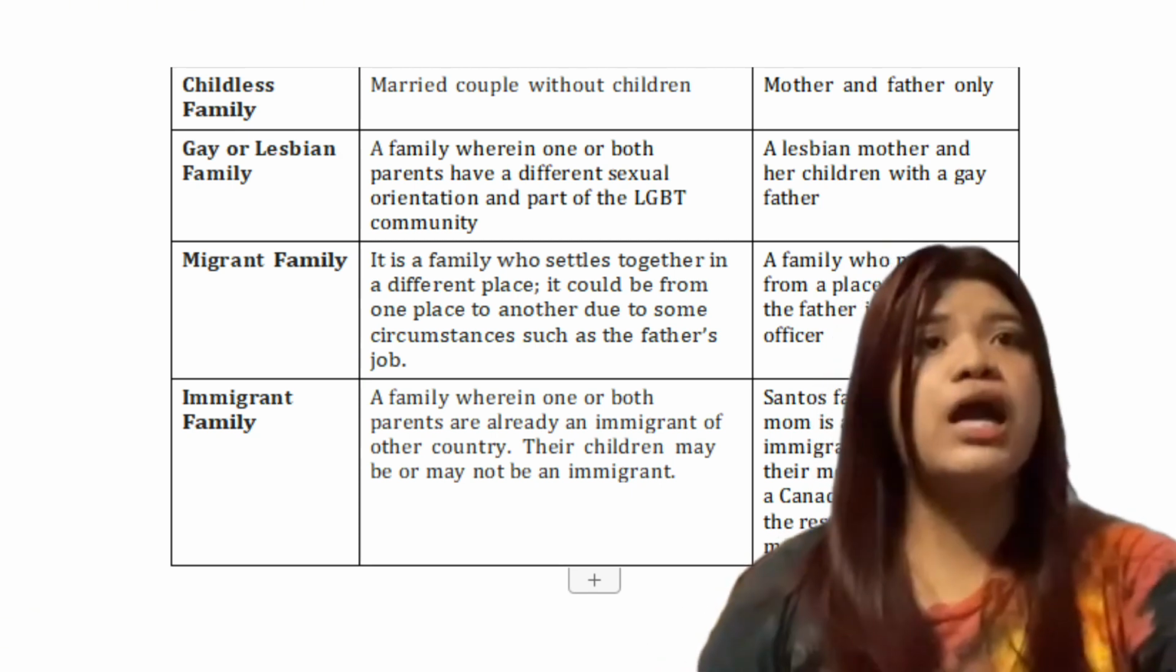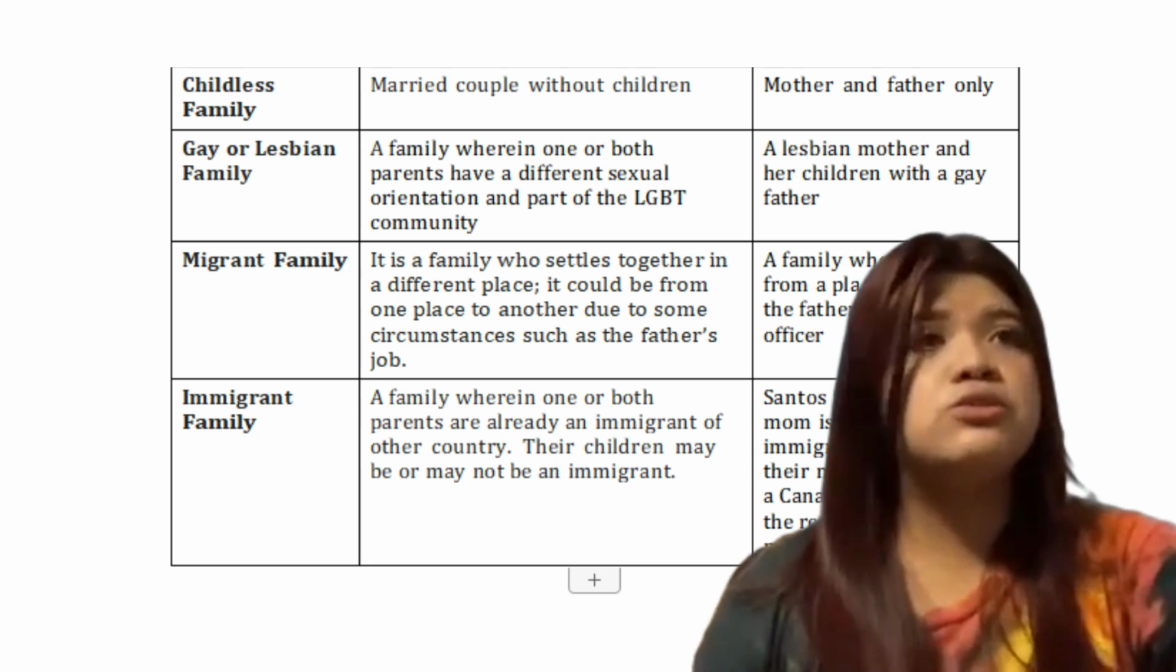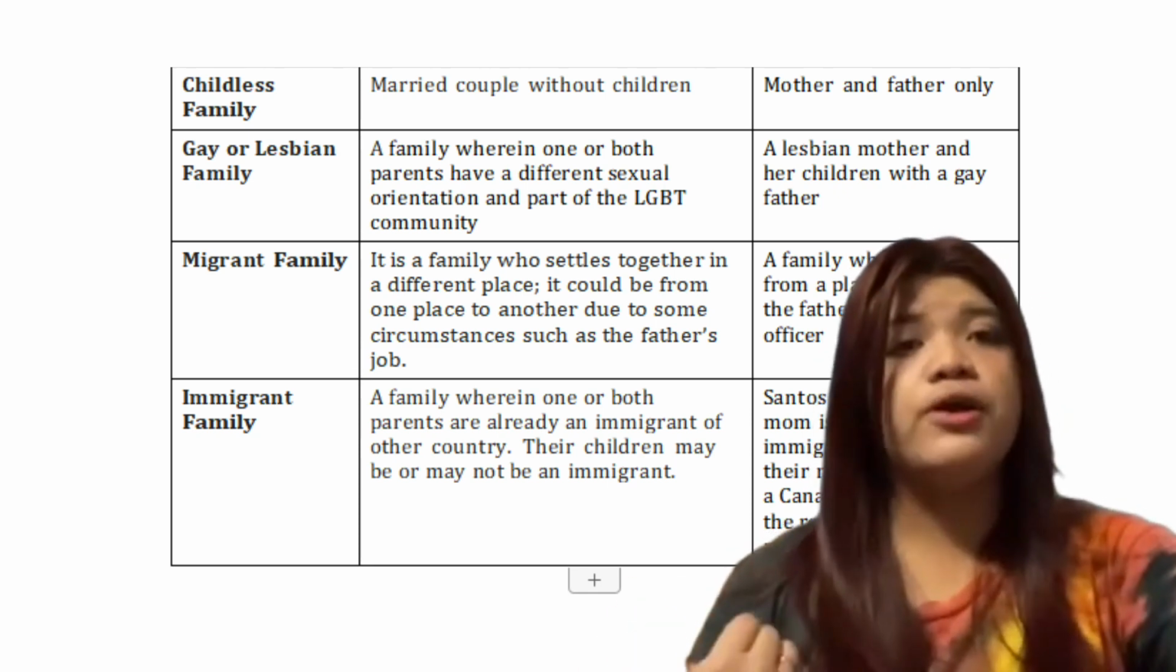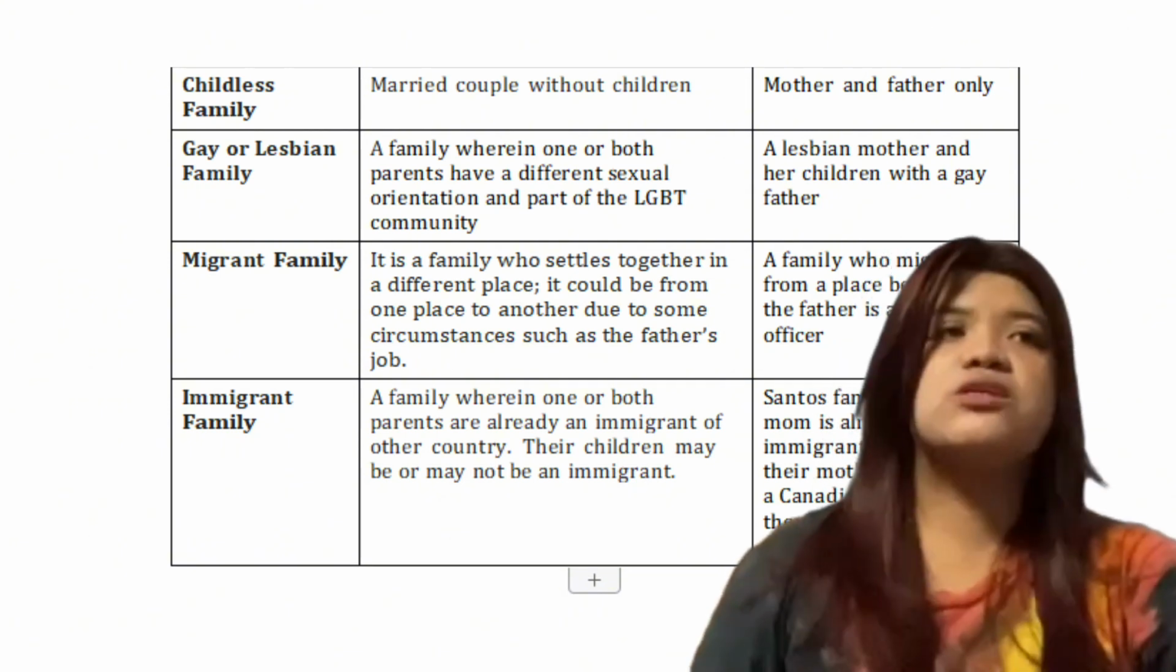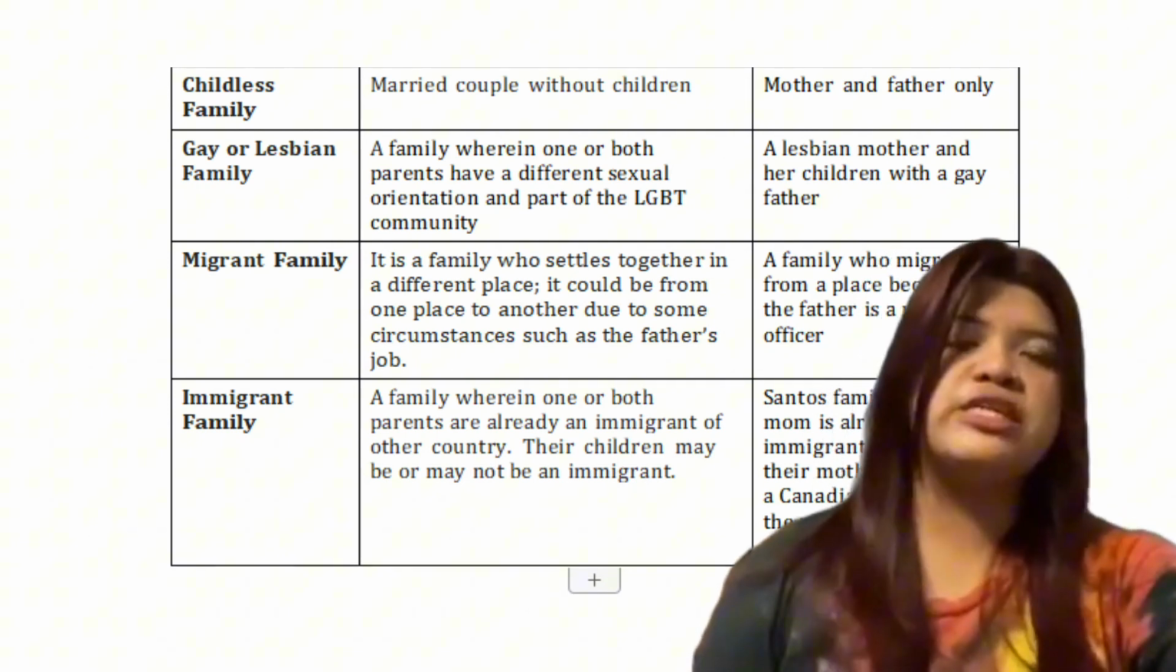Then the fifth one is the foster family. This type of family includes a parent who serves as a temporary guardian for one or more children to whom they may or may not be biologically related. This consists of parents, children, and you as their foster kid.